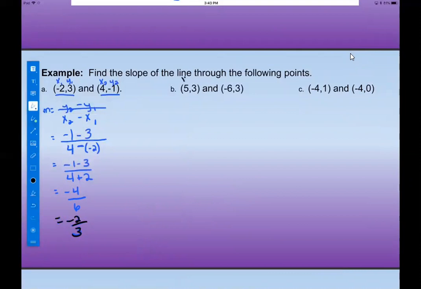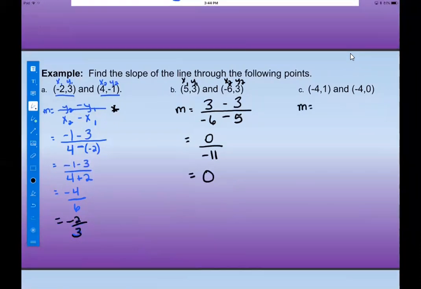All right, next example. Let's label these again: x1, y1, x2, y2. I'm not going to write the formula again, so let's just go ahead and sub in. y2 is 3, minus y1 is 3, x2 is a negative 6, and then x1 is a positive 5. Simplify the numerator: 3 minus 3 is 0, over negative 6 minus 5 is a negative 11. 0 divided by any number is always 0. So the slope of this line is 0.